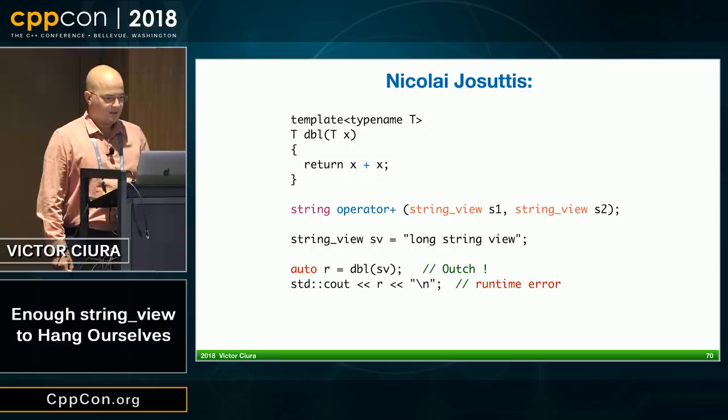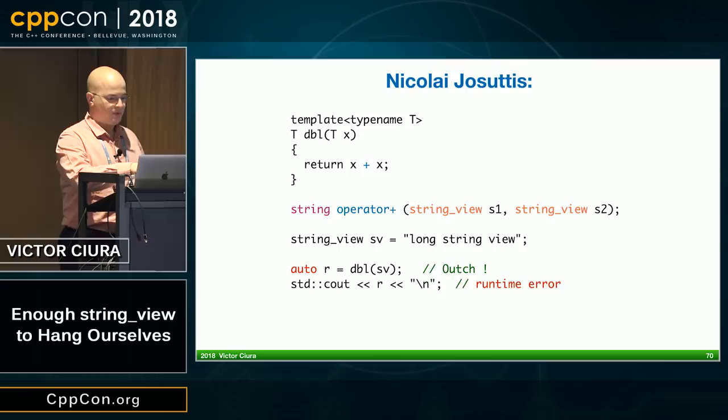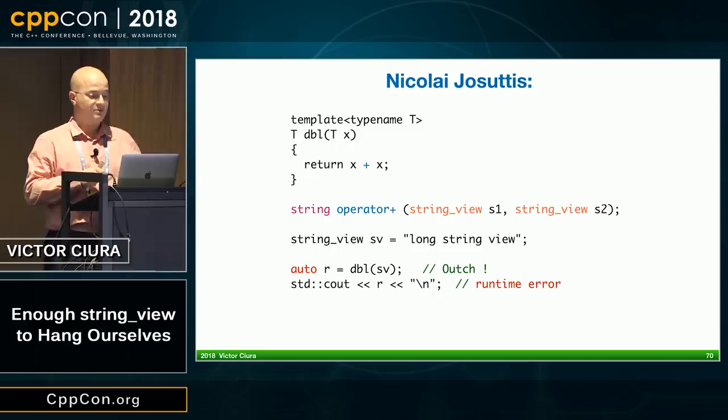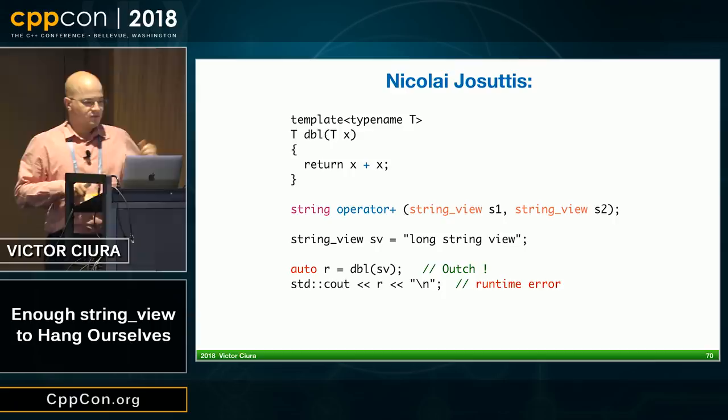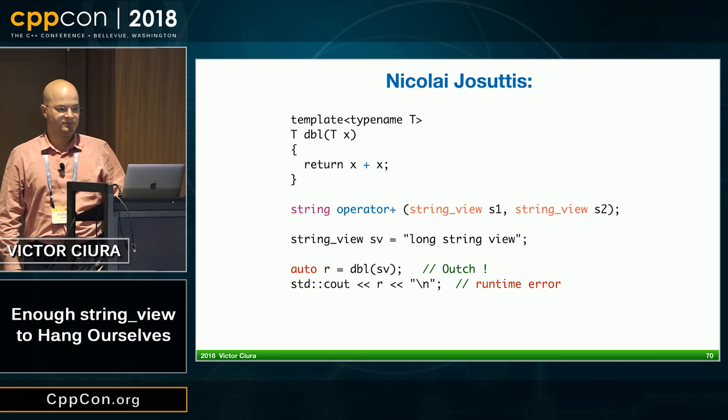For example, you have a templated function that doubles a value. And be aware that we do have a plus operator that takes two string views and returns a standard string. So this is in the standard library. So if we try to double a string view and store it using auto here, we do end up with a runtime error.